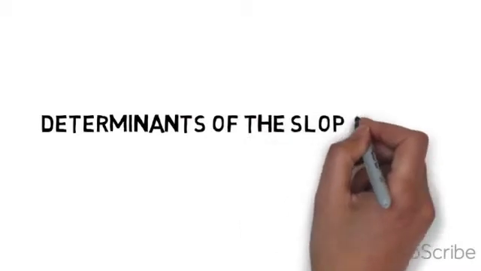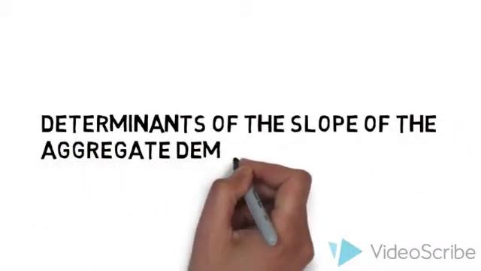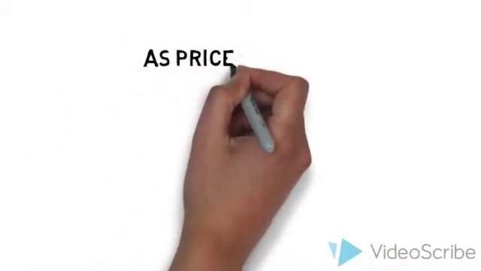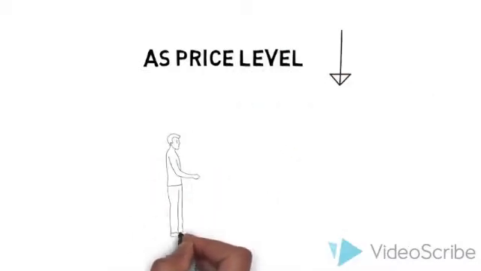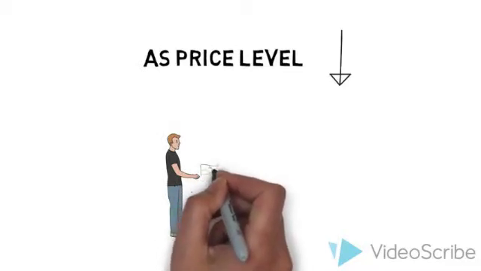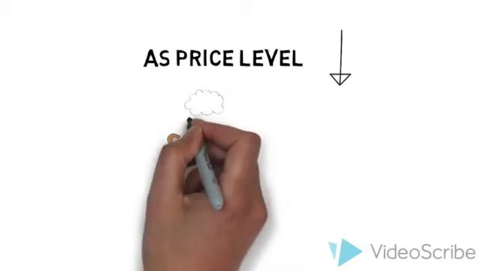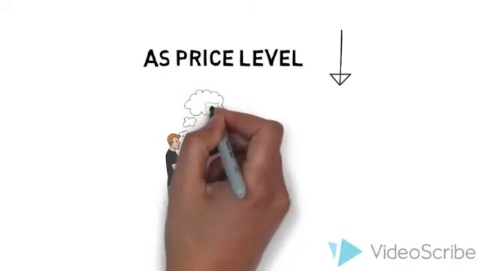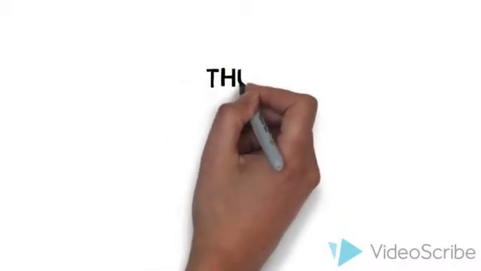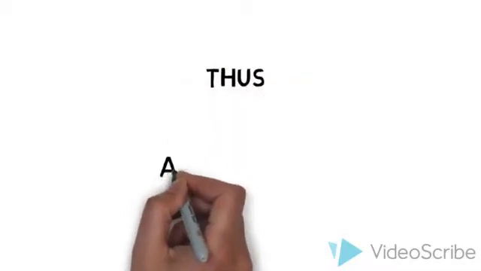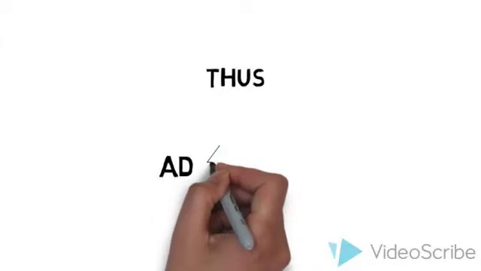So, the determinants of the slope of the aggregate demand curve. The first determinant is what we call the wealth effect, which means that as price levels drop, your dollar goes a lot further, so you feel as if you have more money. Since you feel richer, you go and spend more money, consumption goes up, and thus aggregate demand increases.